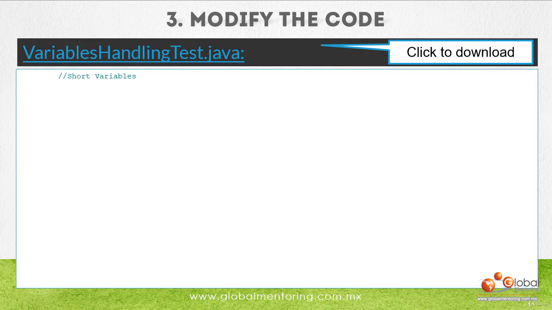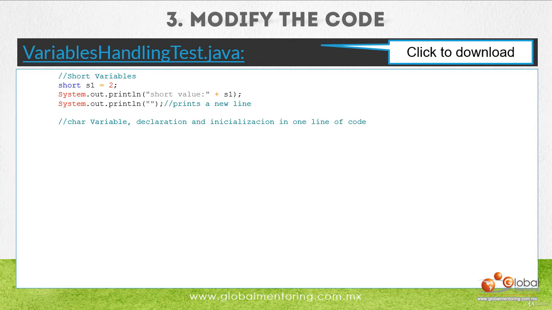Next, we work with short variables. We declare a short variable s1 equals 2 and print the value of short value s1. Print a new line. After that, we declare char variables. We declare and initialize in 1 line of code. The first declaration is in Unicode. As a reference, you can check the next link. So we declare two variables. As we see, to separate the declaration of the variables, we only use a comma.